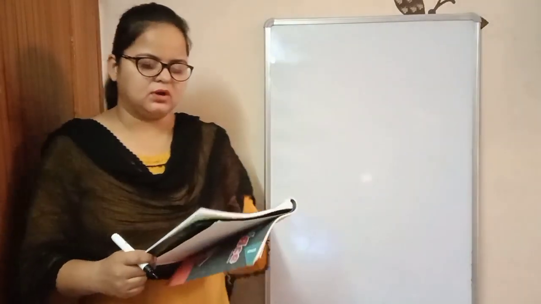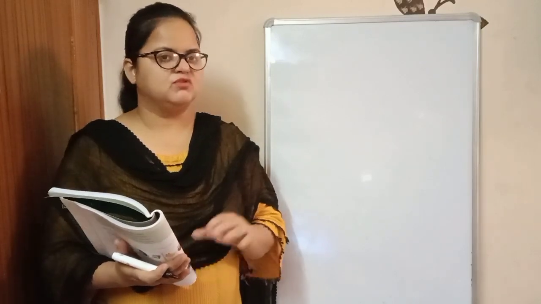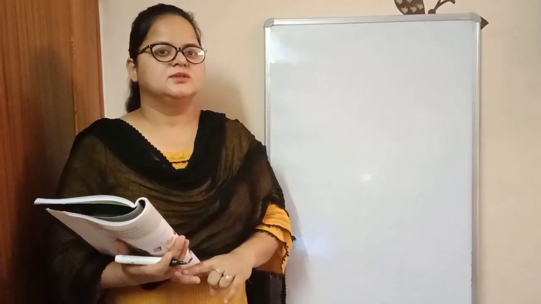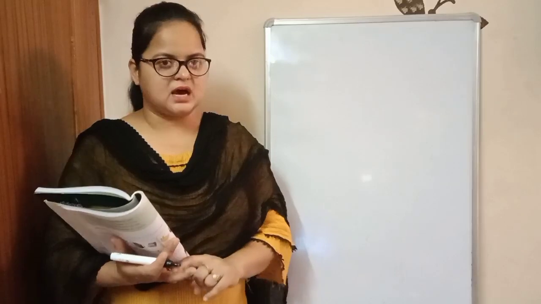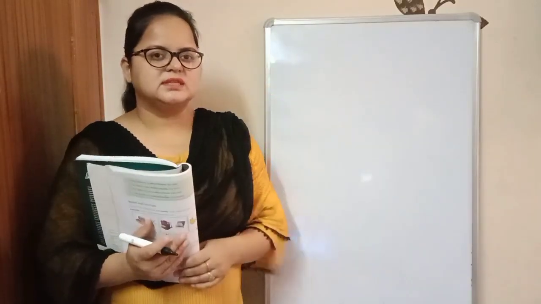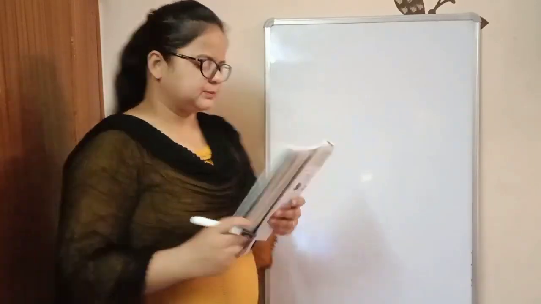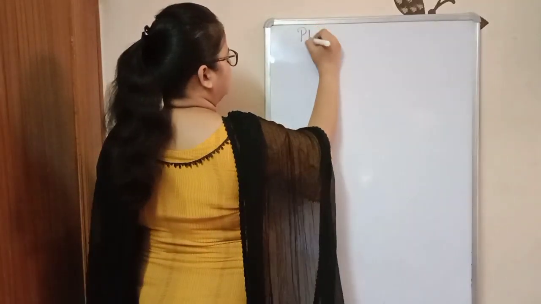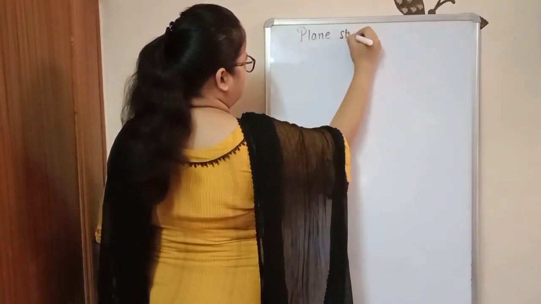Done? I hope you all understand. Now we will talk about plane shapes which you have already done in your previous class. You all know about the shapes. Which shapes do you know? Circle, triangle, square, rectangle, oval, star. Very good. You all know about these shapes. These are called plane shapes. So now we will talk about plane shapes.